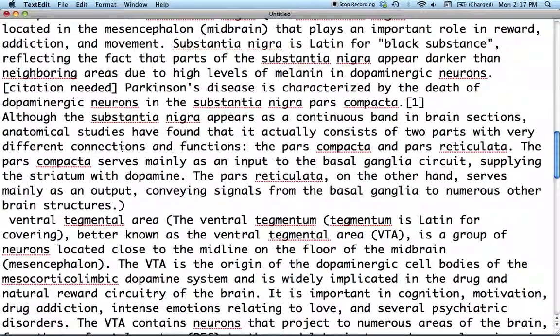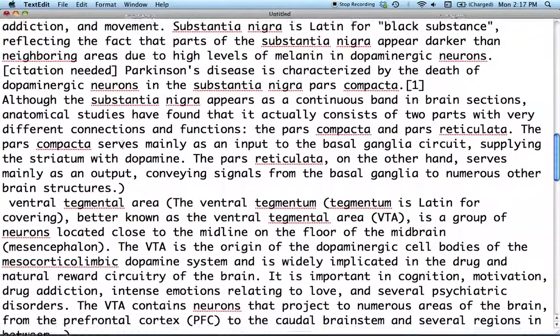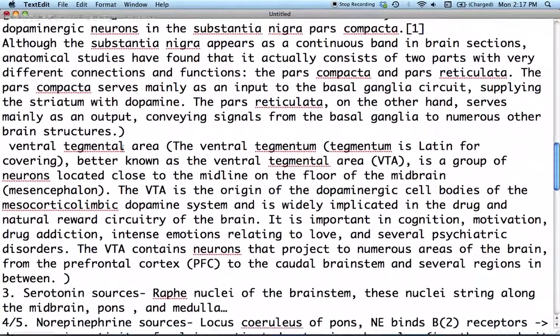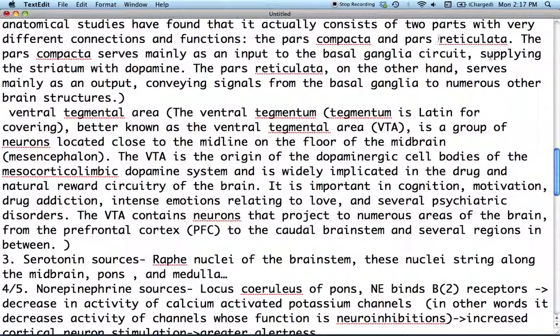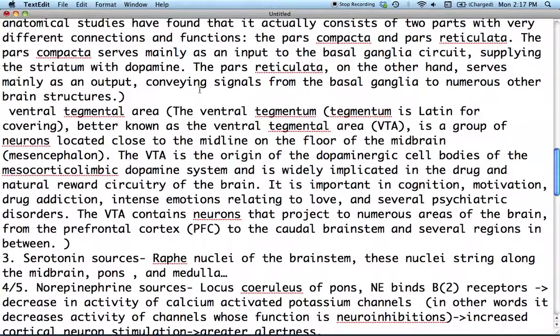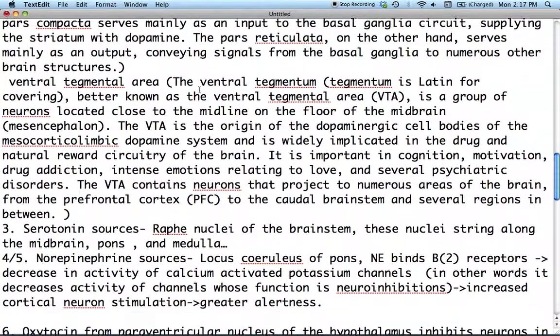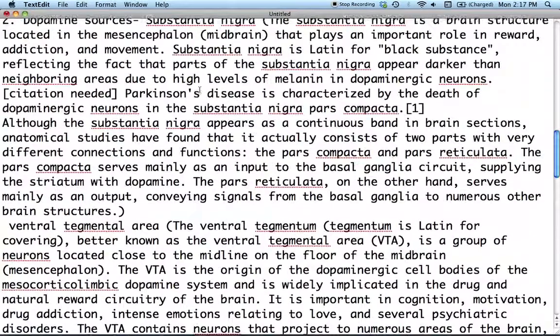Although the substantia nigra appears as a continuous band in brain sections, anatomical studies have found that it actually consists of 2 parts with very different connections and functions, pars compacta and pars reticulata. The pars compacta serves mainly as an input to the basal ganglia circuit, supplying the striatum with dopamine. The pars reticulata, on the other hand, serves mainly as an output, conveying signals from basal ganglia to numerous other brain structures. So that's one source of dopamine.